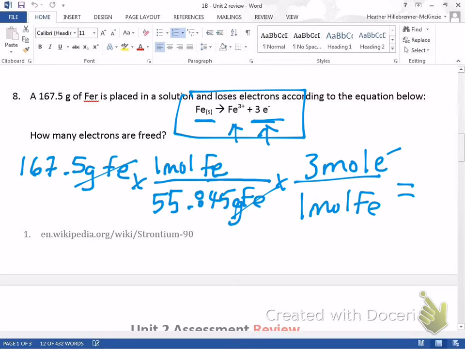I got it. How many sig figs can I have? Look, I got how many in the start? I only have 4. So 8 point what? 8.999, 9. Is there a times 10? No. Yeah, that's it. Moles of e-.